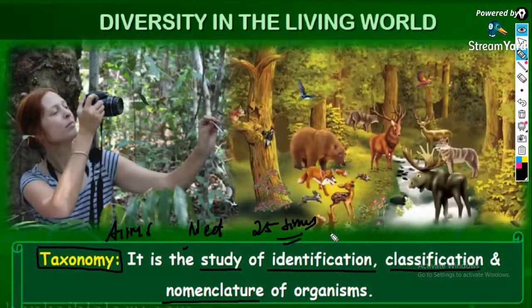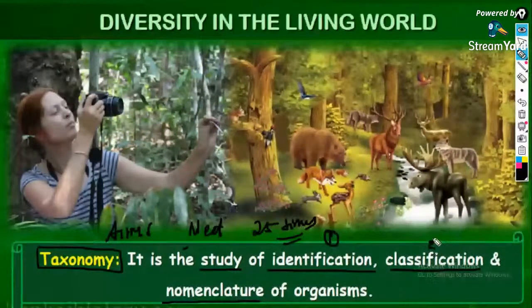Guys, this step order is very important. First, it is identification. Second, it is classification. Third one is nomenclature.